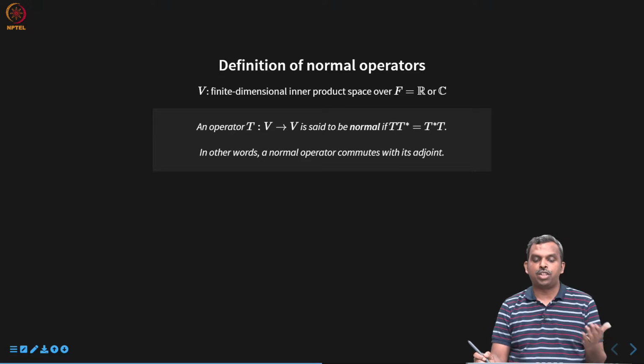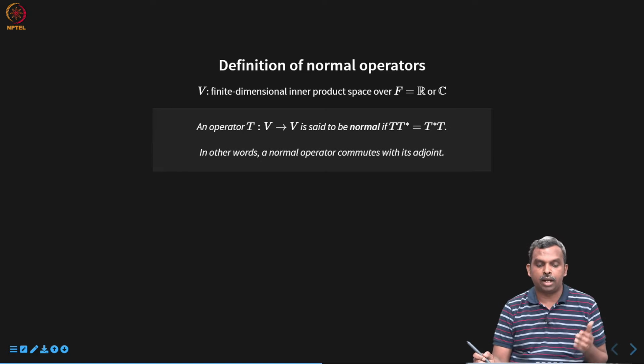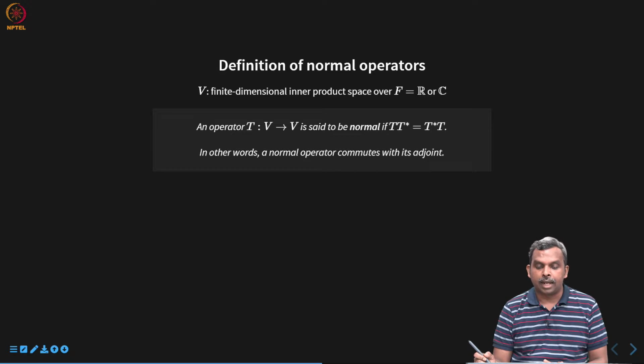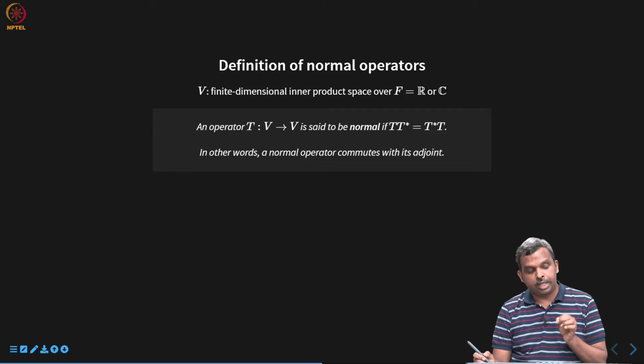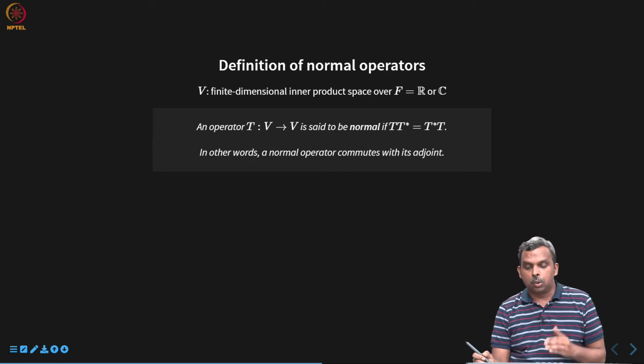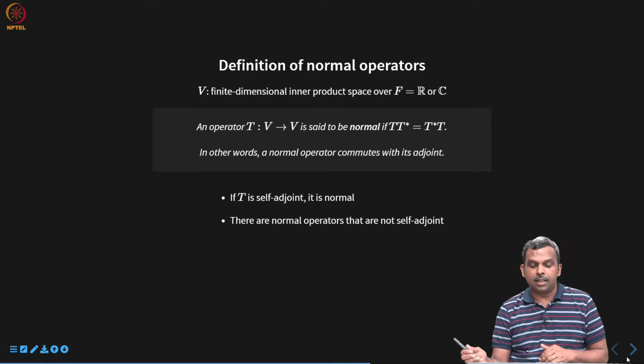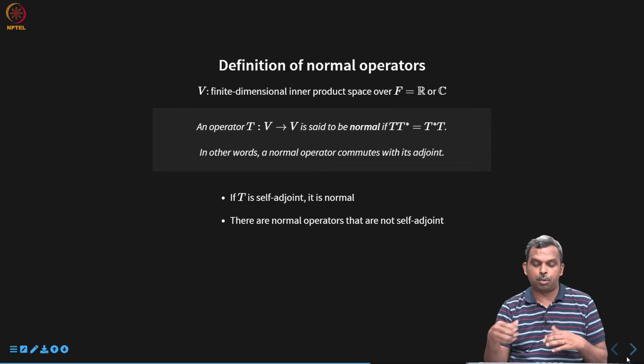Okay, so here's the definition of normal operators. You are in a finite dimensional inner product space over the reals or complex, and if you have an operator T, it is said to be normal if T T star equals T star T. The operator products, the composition of the operators T T star should be equal to T star T. So in other words, as we just saw in the previous slide, a normal operator commutes with its adjoint.